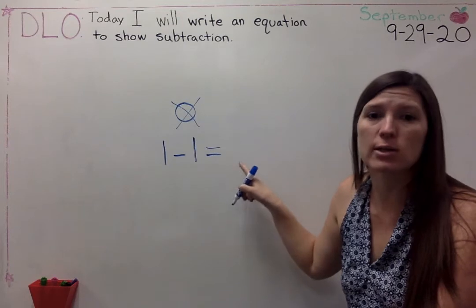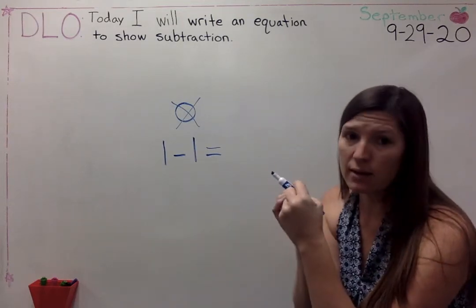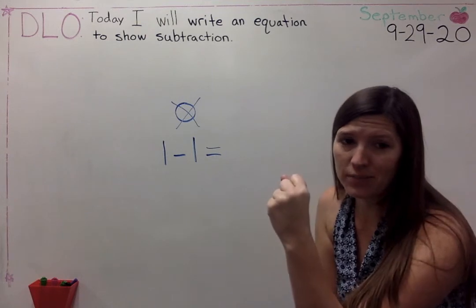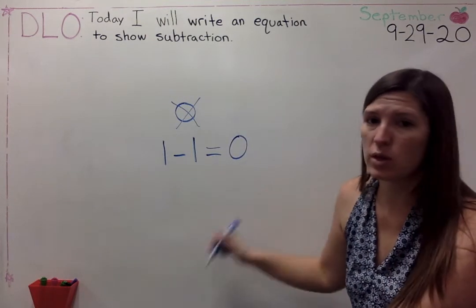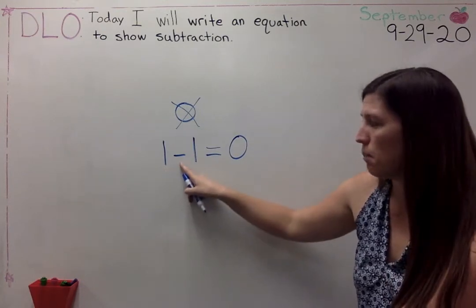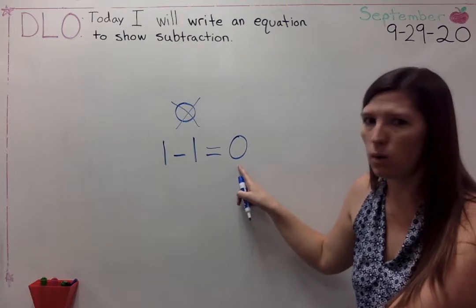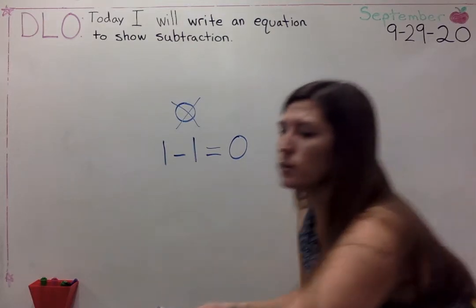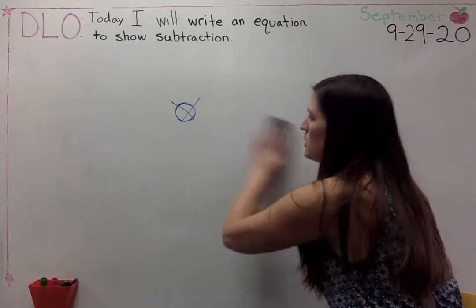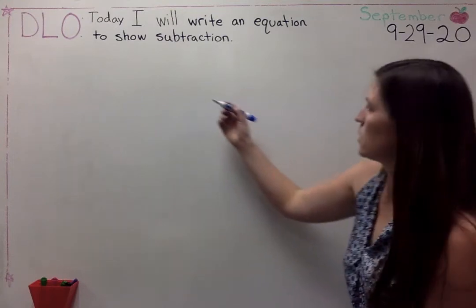How many cookies are left? If I have 1 and I eat it, I take it away, how many are left? 0. Let's read that equation. 1 minus 1 equals 0. I ate my cookie, no cookies left. Now I have to go to the store and buy more cookies. Erase, erase, erase.